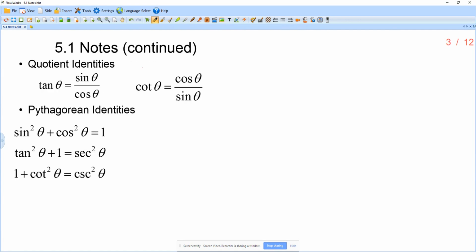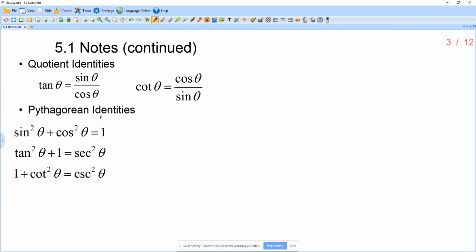For instance, we also talked about the 2 quotient identities, which give us 2 other ways to rewrite tangent and cotangent, because tangent can be written as sine over cosine, and cotangent can be written as cosine over sine. This again was in section 4.3. If you wanted to go back and see, it's just the same thing, but we did cover it.